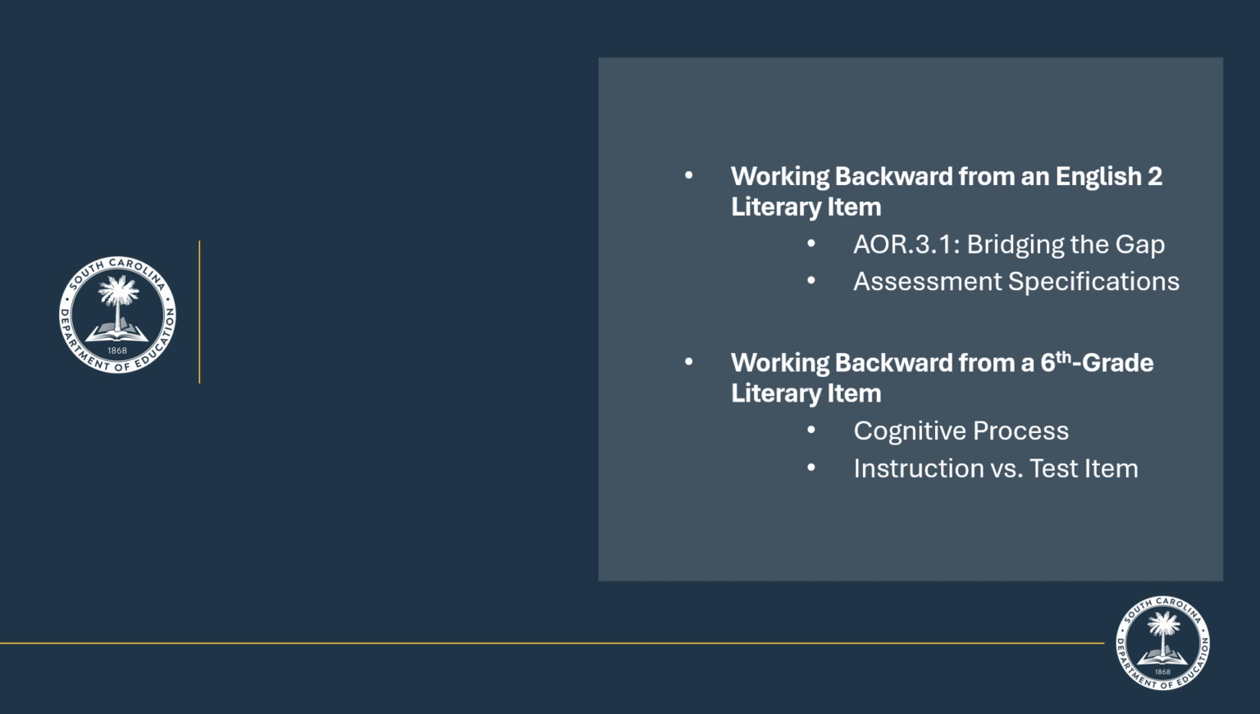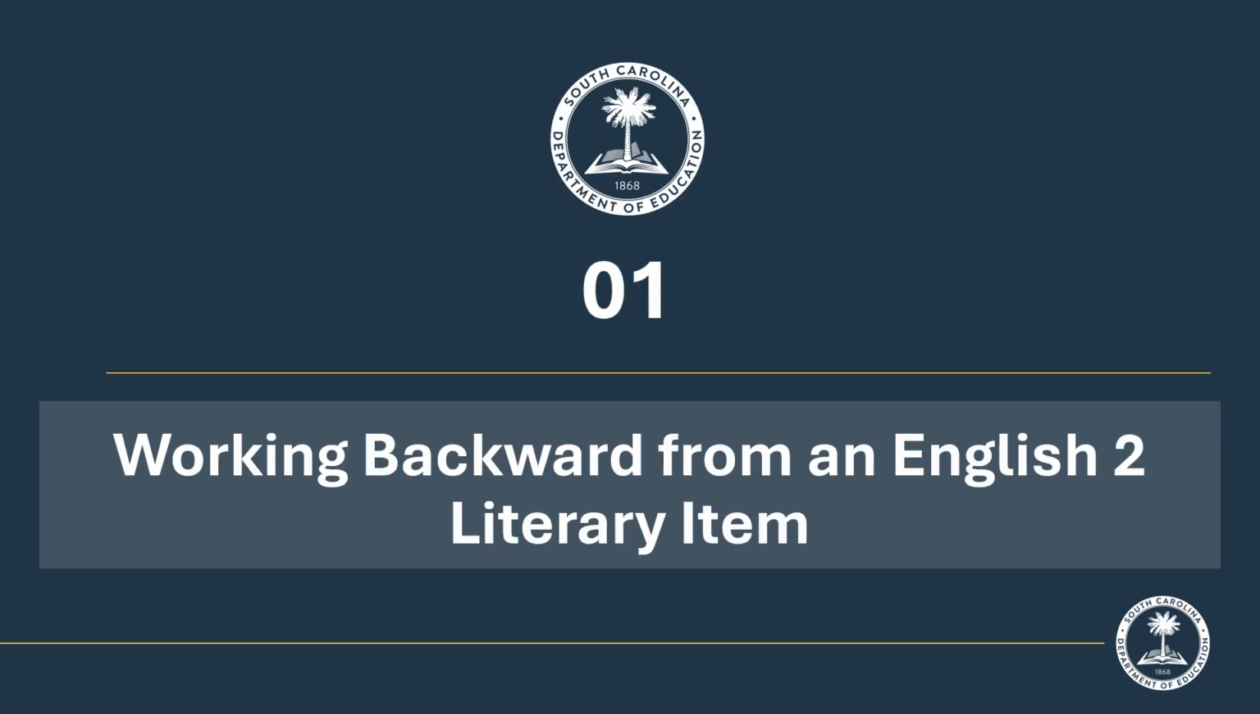Because it is important to include the standards in our work, we will begin with AOR 3.1 and discuss gaps from the 2015 standards to the 2024 standards. This work targets 8th grade ELA, English 1, and English 2. Teachers of grades 6 and 7 will also benefit from our work with the 6th grade literary item. Now let's look at bridging the gap for AOR 3.1 and working backward from an English 2 literary item.